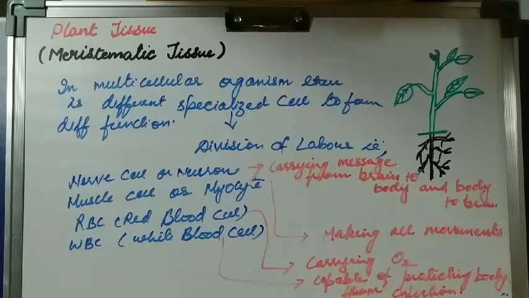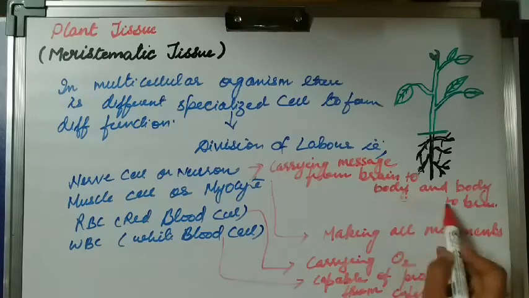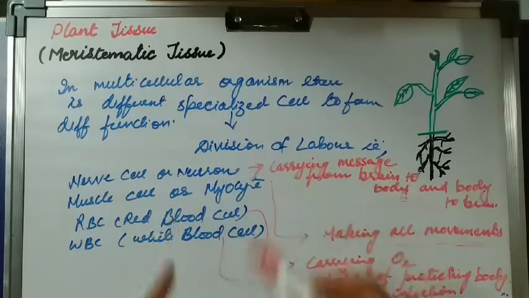Okay, so this shows that in a multicellular body or in a multicellular organism, there are different kinds of cells to perform a particular function. Neuron is performing a particular function of carrying the message. Muscle cell is performing a particular function of making all movements. RBC is doing a particular function of carrying oxygen, and so on. So this is the division of labor. Why is it called the division of labor?